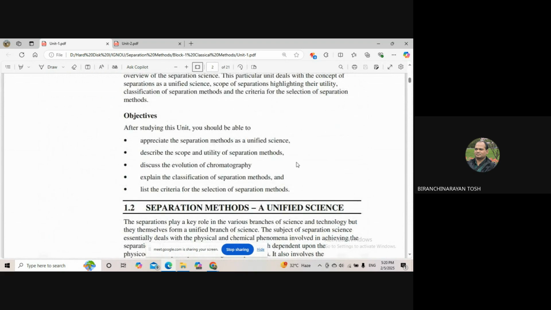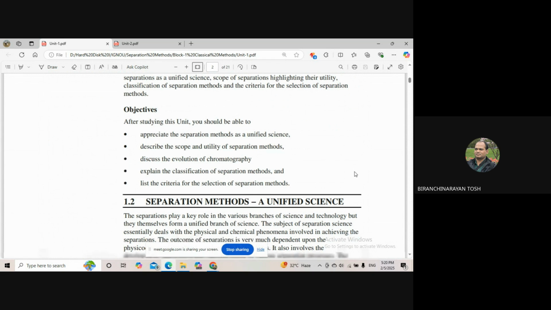So the objective of this unit is, after studying you will appreciate the separation methods as a unified science, describe the scope and utility of separation method, discuss the evolution of chromatography, explain the classification of separation methods, and list the criteria of selection of separation methods.